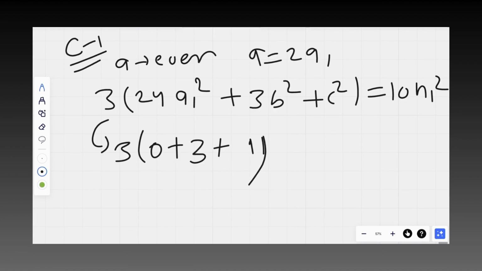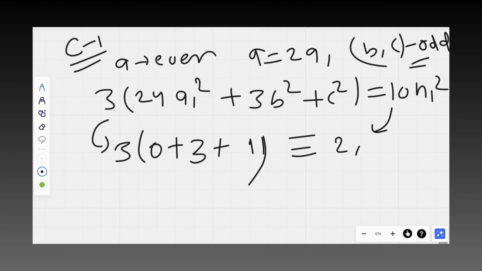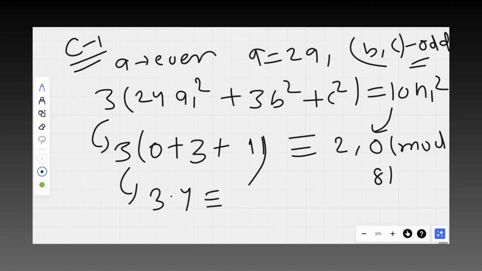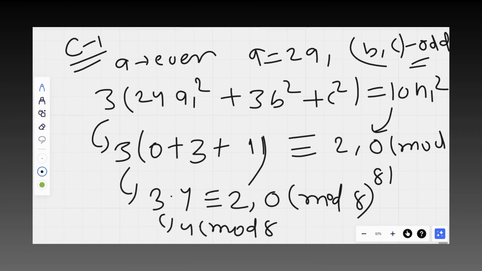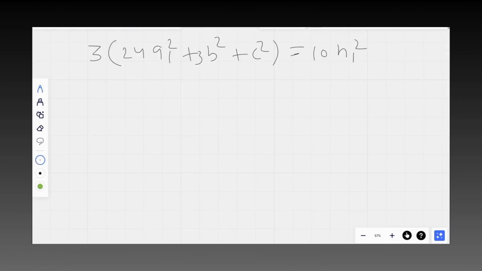Wait, we have taken B and C are odd. This side will become 2 or 0 mod 8. Again n1 can be even and odd both. This side is 3 into 4, which can be neither 2 nor 0 mod 8, because this is 4 mod 8. So one of B or C is even.